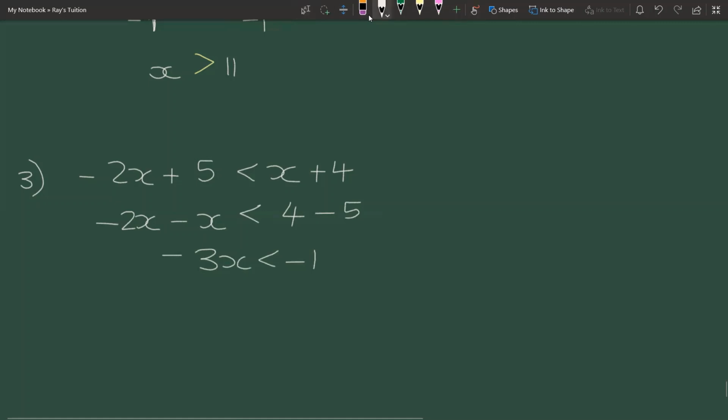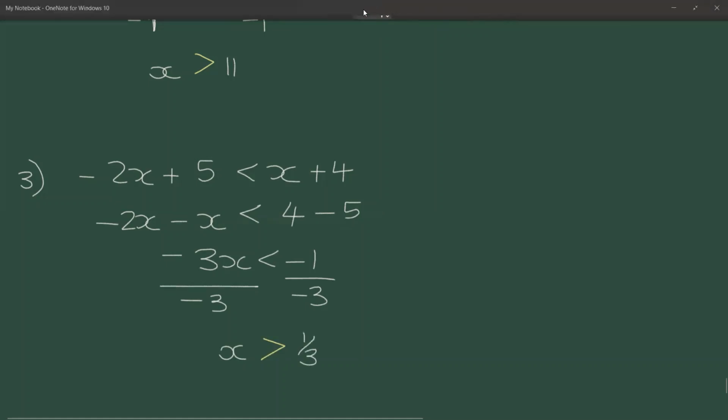And now we're going to divide both sides by -3 to get rid of that coefficient over there. And then what we would have is x. But now because we divided by a negative, we have to change the sign of the inequality, and -1 divided by -3 is +1/3.